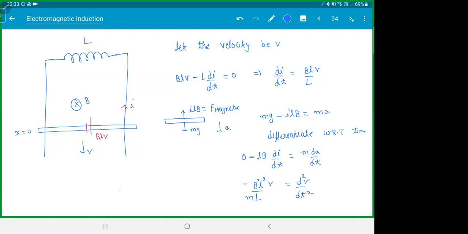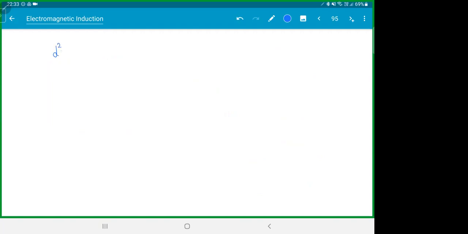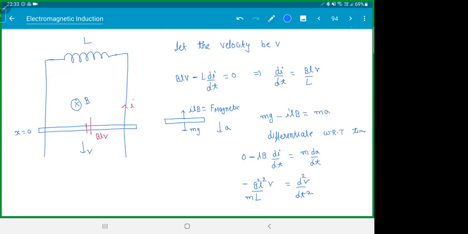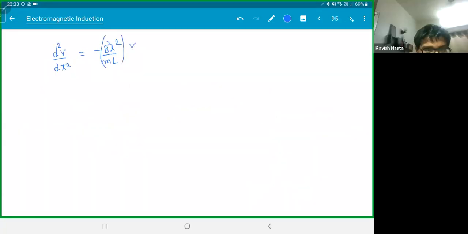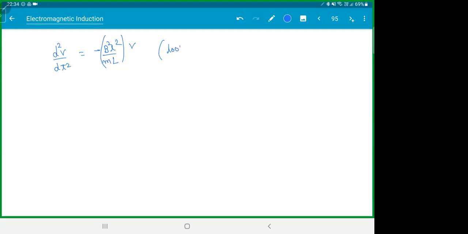Can you see something here? I'll show you the next spreadsheet. So we got d squared v by dt squared is equal to minus B squared L squared by m capital L into v. What is this looking like? SHM equation, no? This looks like SHM. The rod is actually executing SHM.